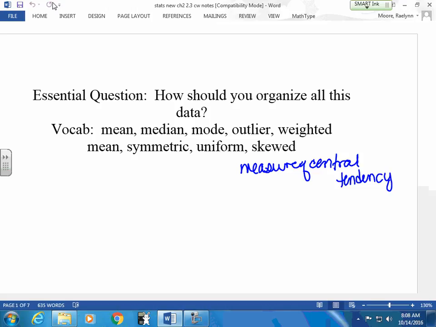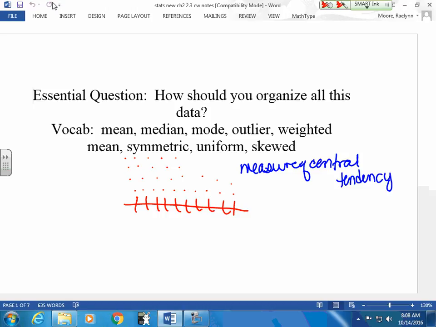What does central mean? What is central? Center. So you have a whole bunch of data. I'm going to just put them on a number line here. You have all these little points. Okay, I want to know where the center of my data is.